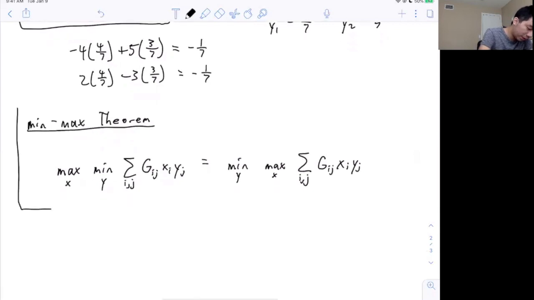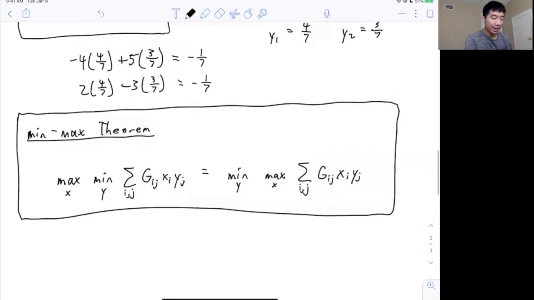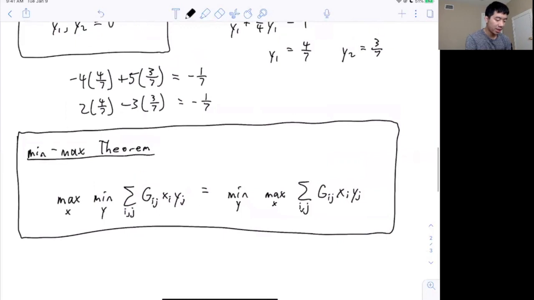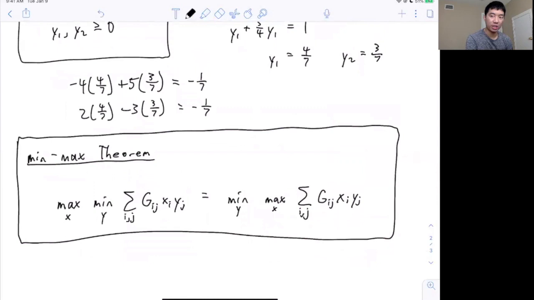So this is the min-max theorem, which states that even if one player were to announce their mixed strategy ahead of time, and they were to play that mixed strategy, then still neither player is going to have an advantage in terms of expected value.